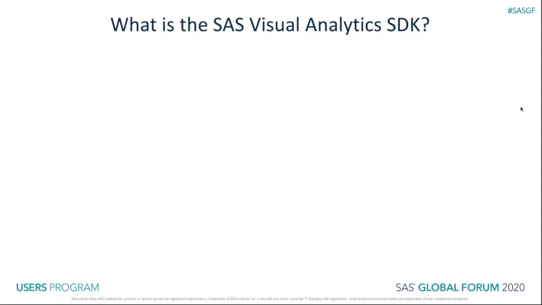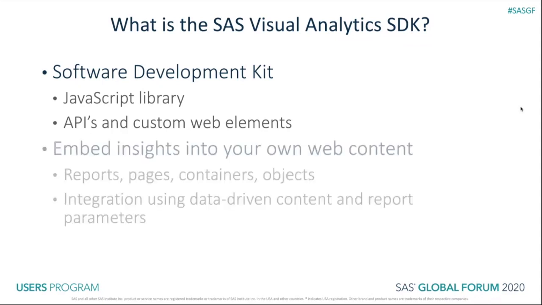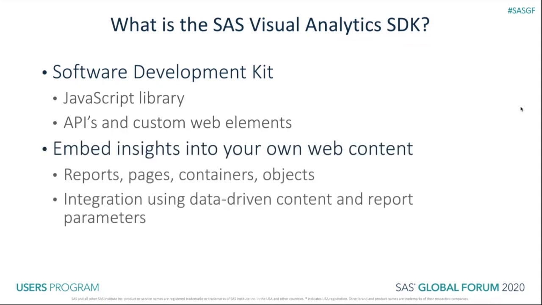So what is the SAS Visual Analytics SDK? This really starts with a description of what an SDK is. SDK stands for Software Development Kit. And that can take on a few different meanings depending on the context. In this case, what Software Development Kit means for us is a JavaScript library that provides JavaScript APIs and custom HTML web elements. And the functionality that it provides is to allow you to interface with SAS via Visual Analytics.